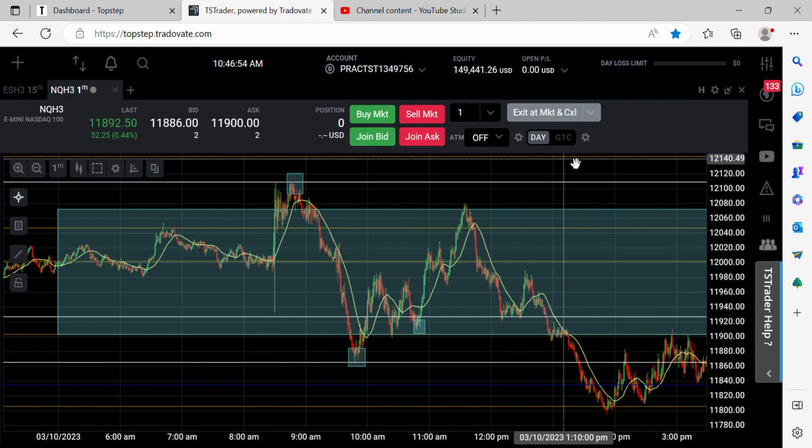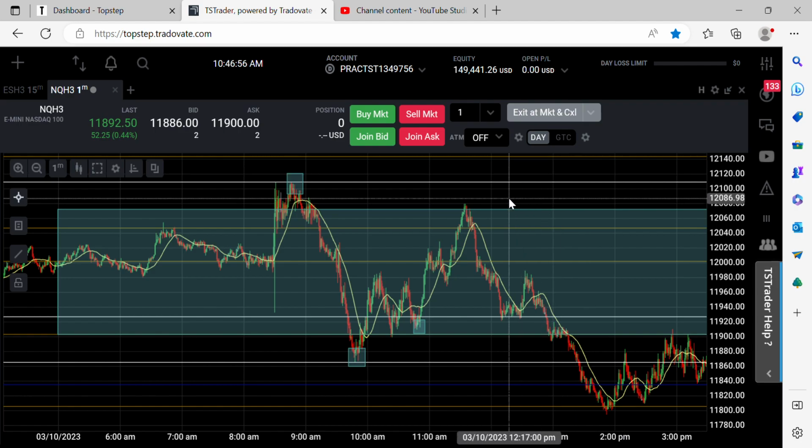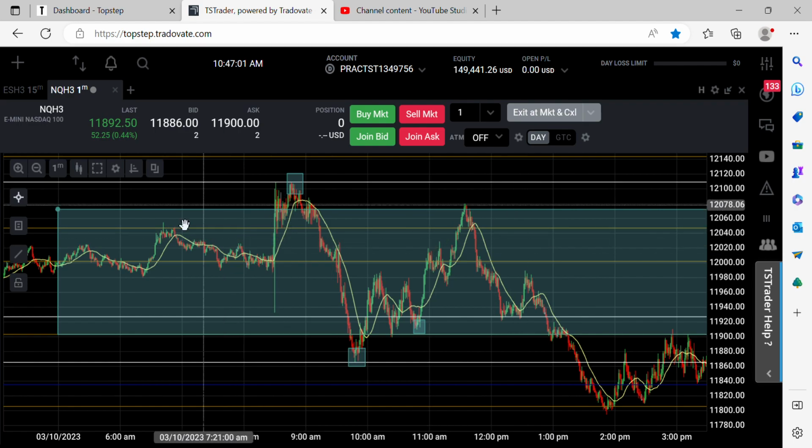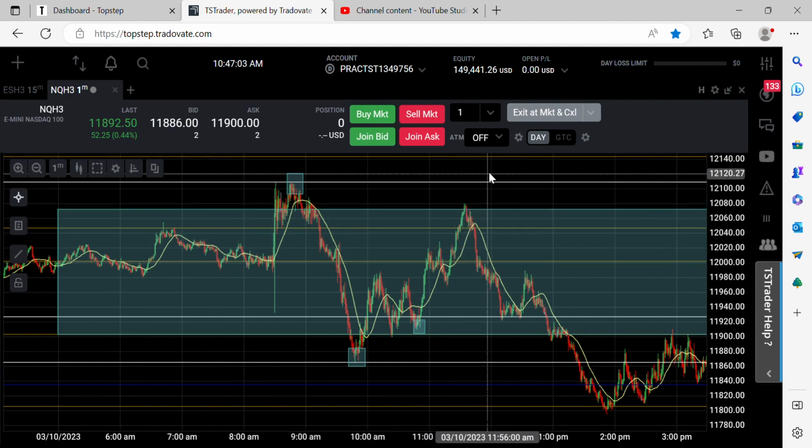It's tricky because I like to short off of the highs, unless you see a larger pattern on a larger time frame that tells you we're going to break that, or maybe we have a news event, something of that nature. I look to short off this line.